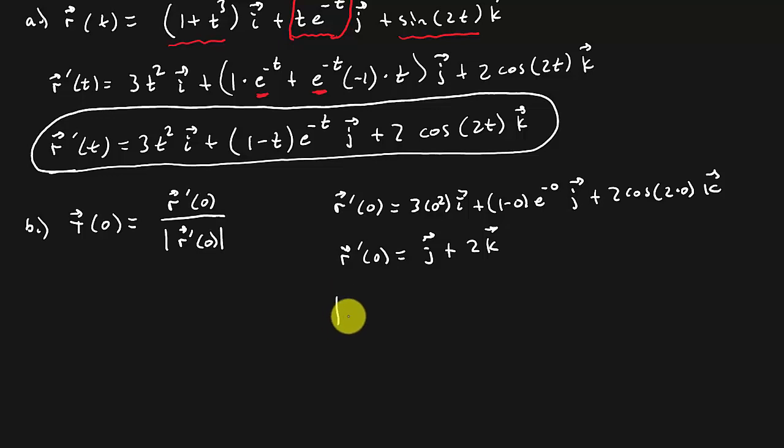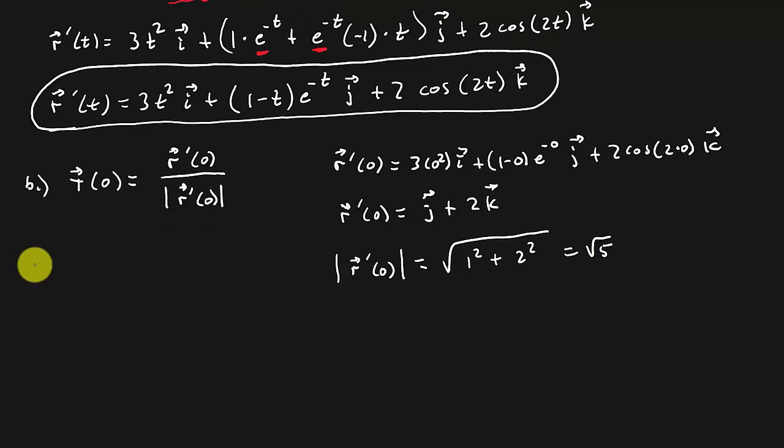And then I need the magnitude of r prime of 0. That's going to be the square root of 1 squared plus 2 squared, which is the square root of 5. All right, so now the unit tangent vector is equal to j plus 2k over the square root of 5.